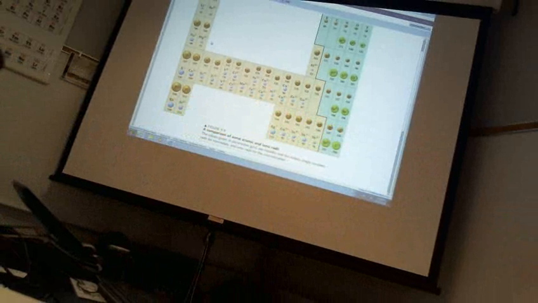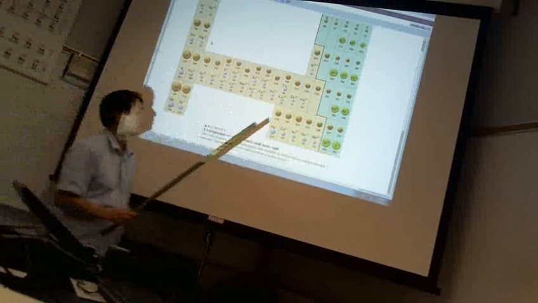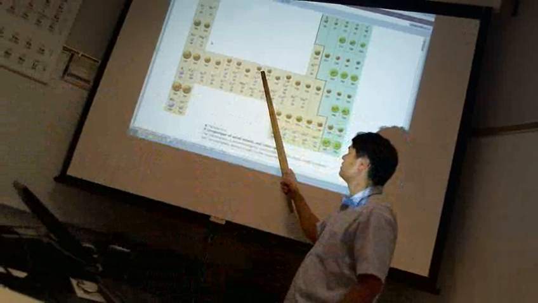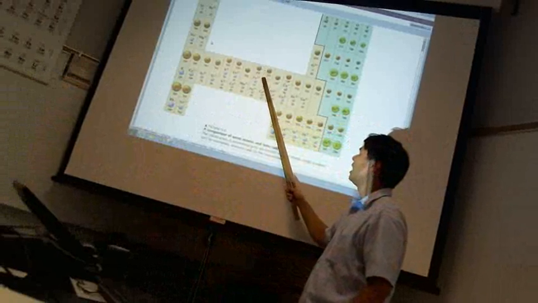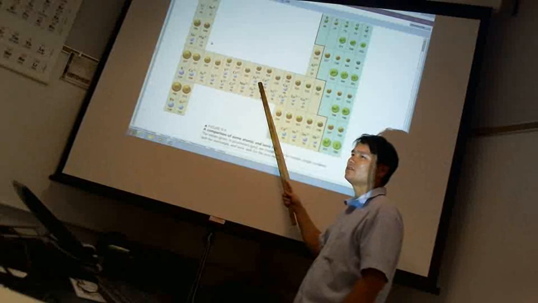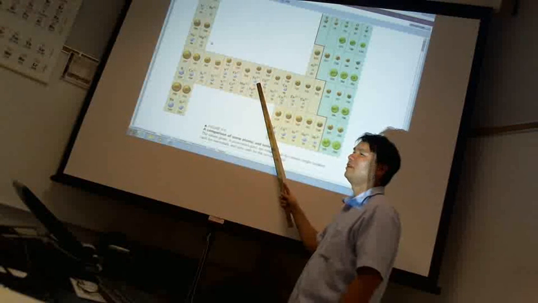3d6. Iron metal is argon, 4s2, 3d6. Iron 2 has what electron configuration? Which one do we lose first, the 4s electrons or the 3d? The 4s. And so iron 2 would be 3d6.